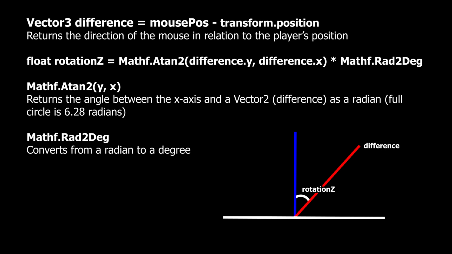In the first line, the Vector3 difference, mousePos minus transform.position, what this does is it returns a direction of the mouse in relation to the player's position. Mathf.Atan2 difference.y over difference.x. What this does is tan returns an angle in between two lines. And we use y over x to work out our z rotation. But this returns a rotation in radians. So to change it back to degrees, we multiply it by Mathf.Rad2Deg, and that allows us to use it directly in a rotation.